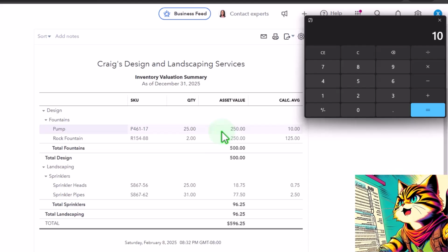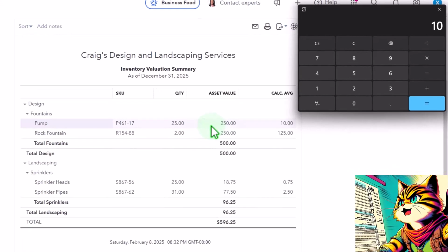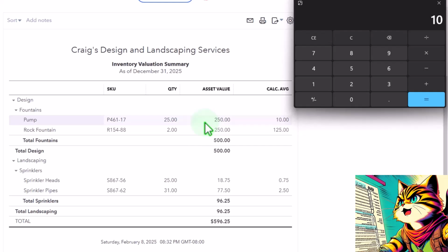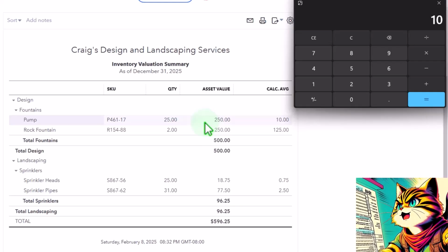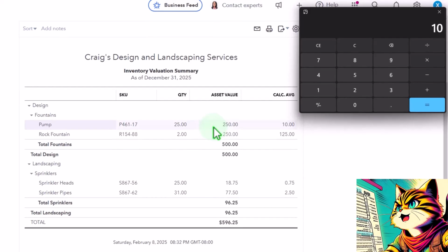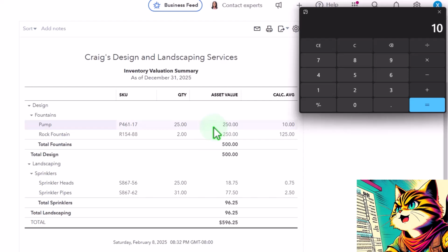Did I sell the oldest pump that cost less because it was older and therefore inflation happened, so it was cheaper before? Did I sell the newer pump, which usually costs more if you're in an inflationary period, which we typically are as a general default? Or do I take some kind of average? Could I average them out? And those are the three flow assumptions that we could have.